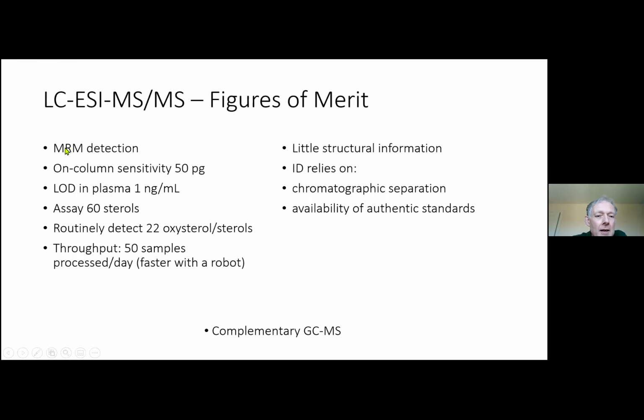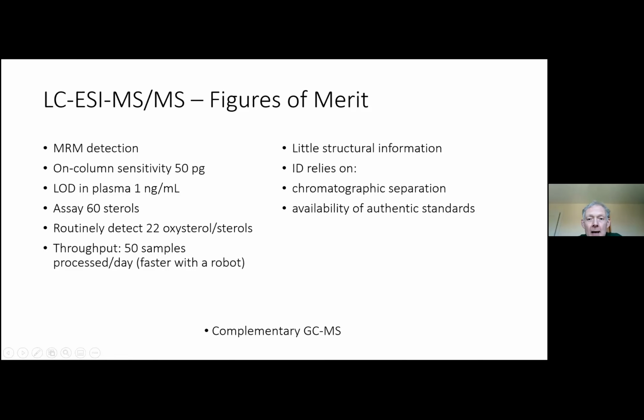It's an LCMS method, working on MRM detection. Sensitivity is good, 50 picograms on column. Limits of detection are good, nanograms per mil. They're assaying 60 sterols, so that's a very, very impressive number. In plasma, they routinely find something like 22 oxysterols and sterols. For throughput, they can work up about 50 samples in a day. This is done manually. With a robot, obviously it'll be faster.